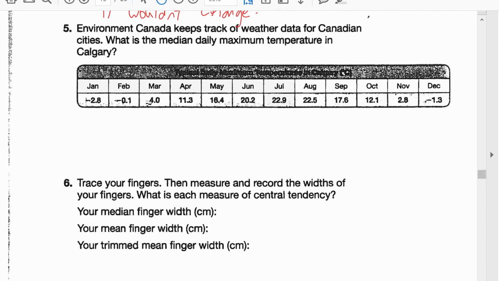Environment Canada keeps track of weather data for Canadian cities. What is the median daily max temperature in Calgary? So you're going to put them from the smallest to the biggest, so negative 2.8, then negative 1.3, then all the way up to 22.9.